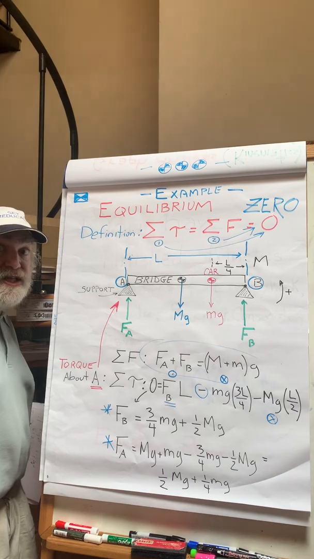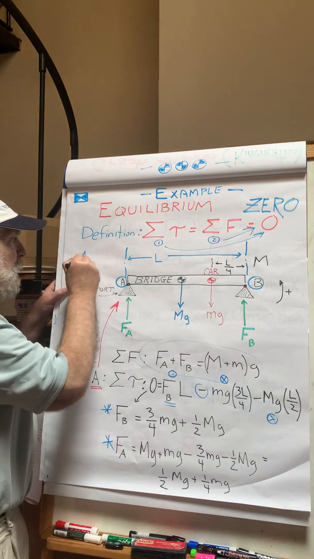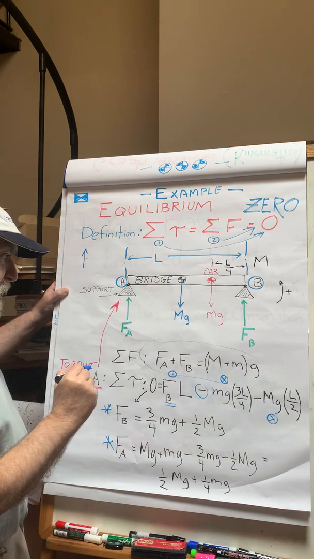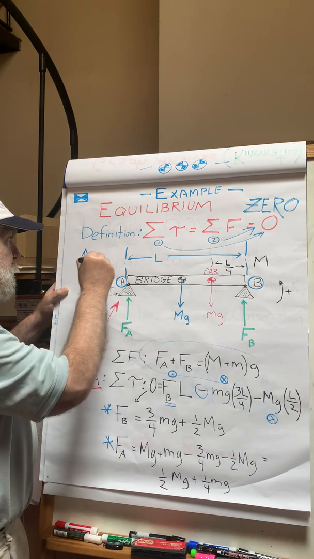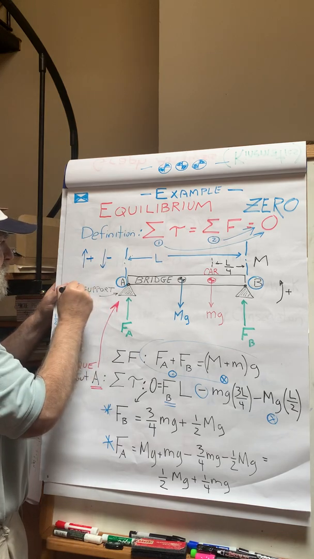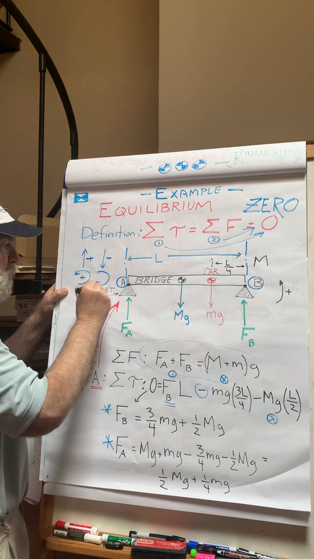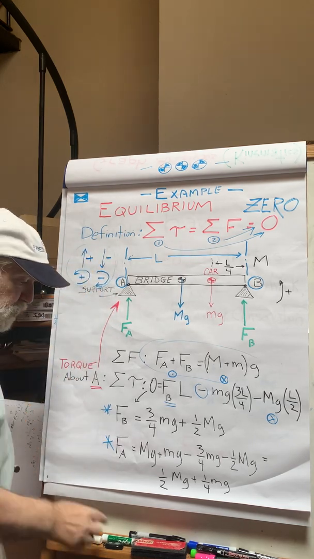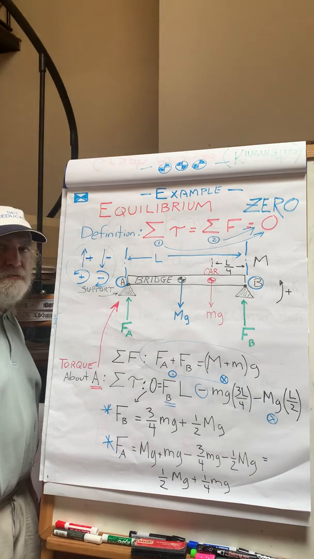Watch your signs. In this case, I have defined up to be positive, and I defined down to be negative, and I defined counterclockwise torques to be positive and clockwise torques to be negative. So it's important to set up your sign convention before you begin the problem so that you do not make an algebraic error.